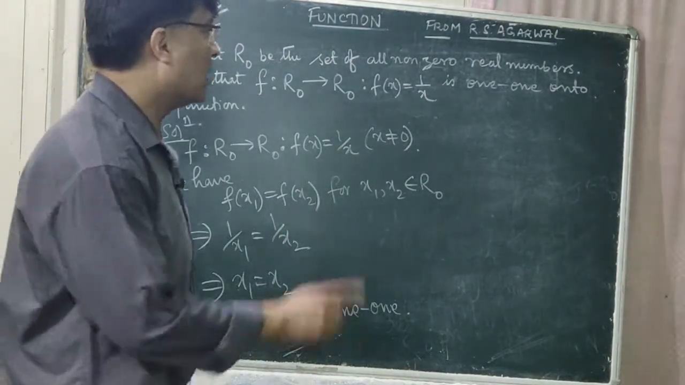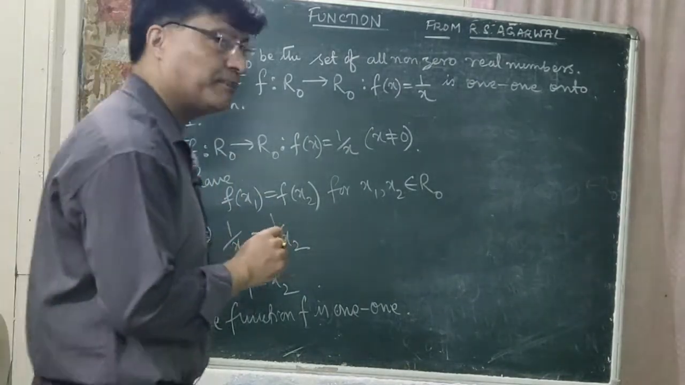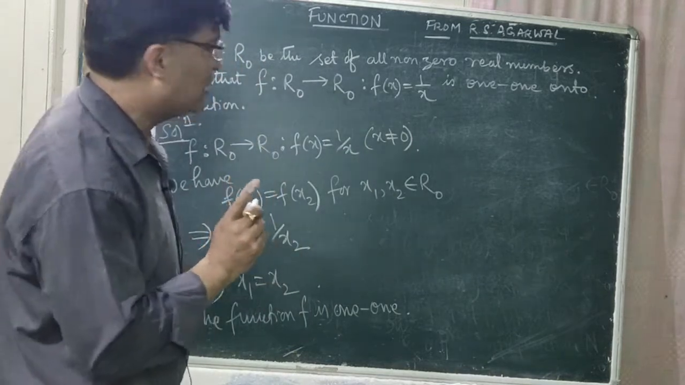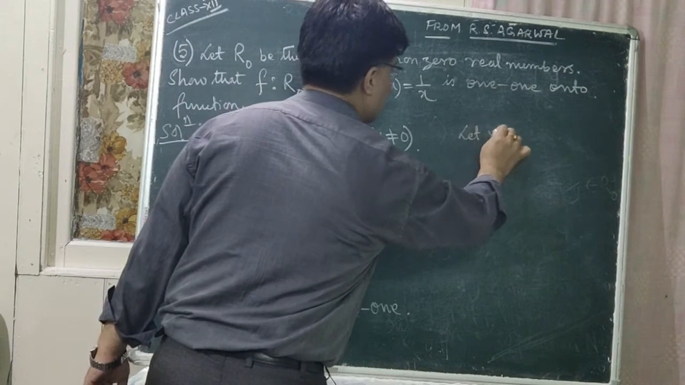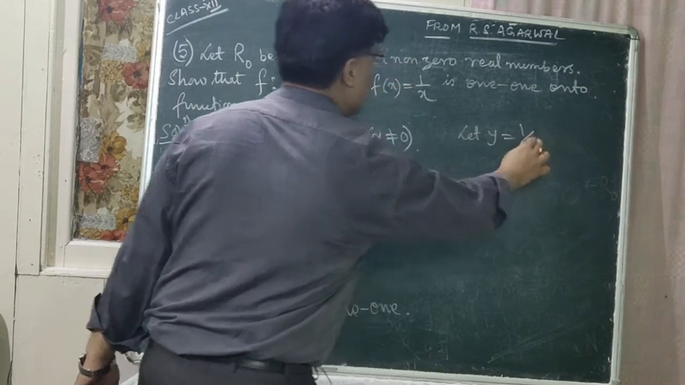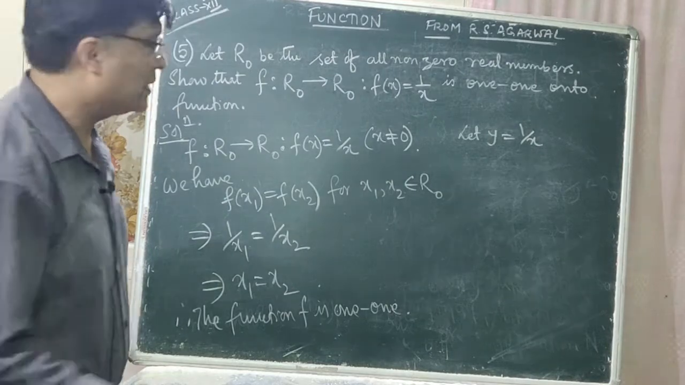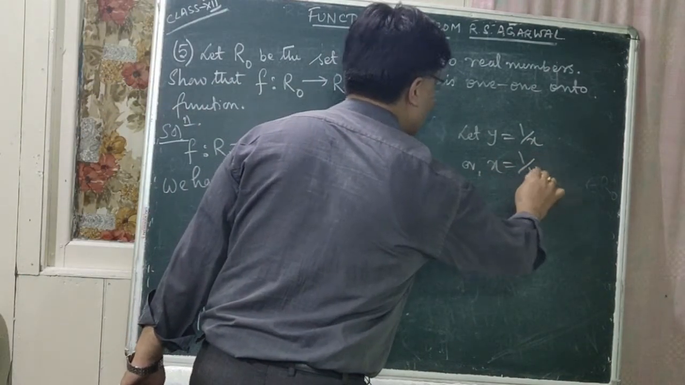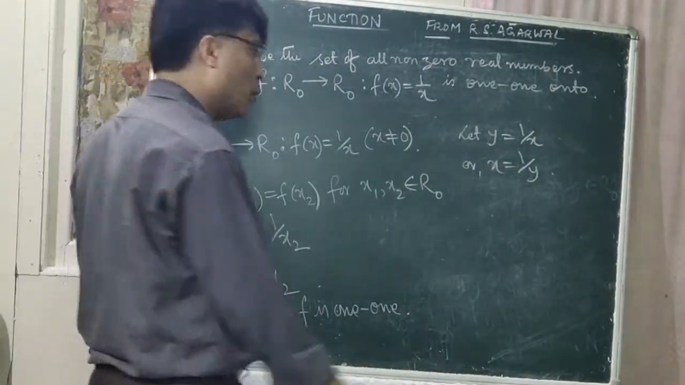Okay, so now let us prove this function as onto function. For onto function, the method is you have to assume y is equal to 1 upon x. Here x is a non-zero quantity, or x is equal to 1 upon y.